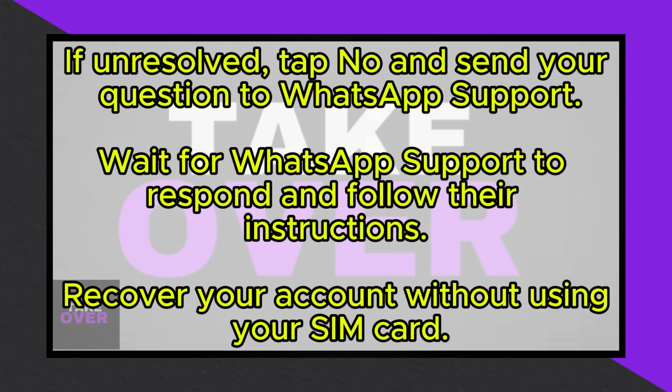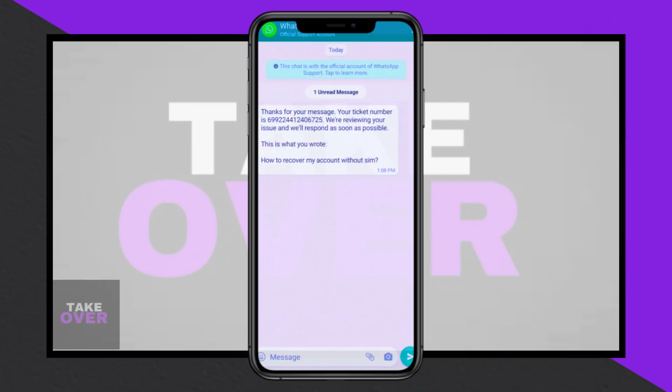Once submitted, you'll see a confirmation message with a ticket number letting you know that WhatsApp is reviewing your request. At this point, all you need to do is wait for a response from WhatsApp support. Once they contact you with instructions, simply follow them carefully to recover your account without the need for your SIM card. That's all there is to it.